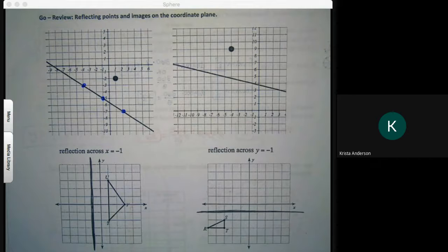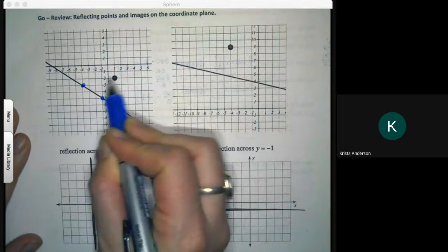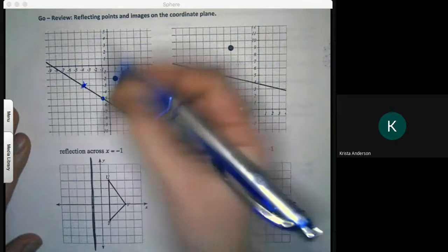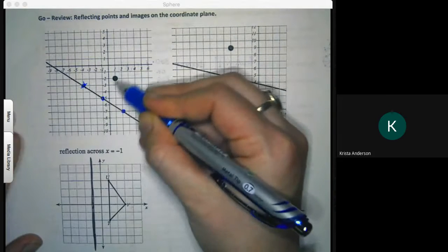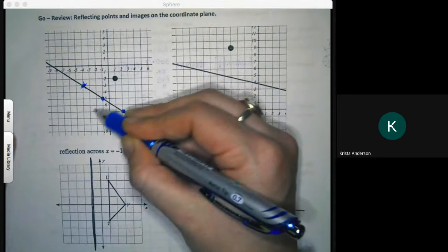Does anybody know why I picked and highlighted those points on my solid line? Because they're like whole numbers. Whole numbers. We like whole numbers. Now, if I take this black point and I move it to this blue one, will my line be perpendicular? Would a line drawn from here to here be perpendicular? No, that one would be wrong. What about from here to this one? Yeah, that would be perpendicular. It would make a perfect 90-degree angle.